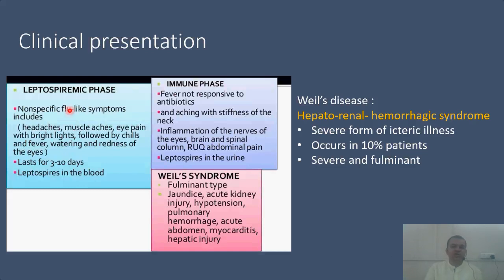So the first is the leptospiremic phase, that is the septicemic phase, where there are non-specific general symptoms like headache, muscle ache, eye pain, and all this can be seen, lasting for up to 1 week.